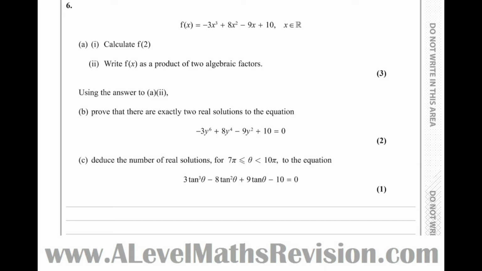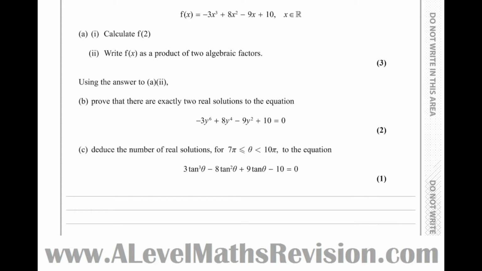Question 6, and this one's on the factor theorem. It says f of x equals minus 3x cubed plus 8x squared minus 9x plus 10, where x can take any real value. Calculate f of 2. So let's just sub 2 in. A part 1. What makes a good exam answer is showing all working as well.